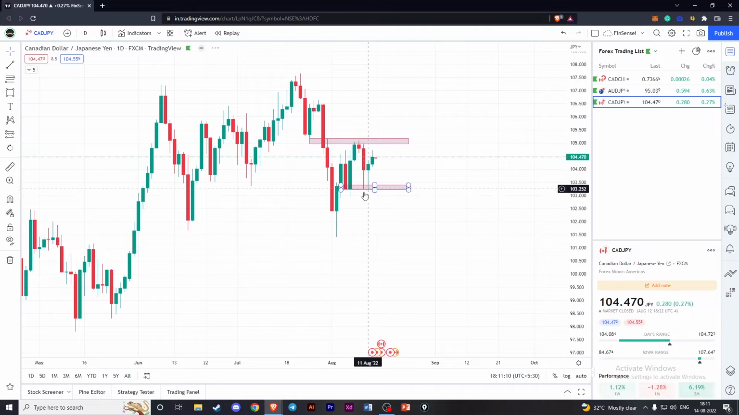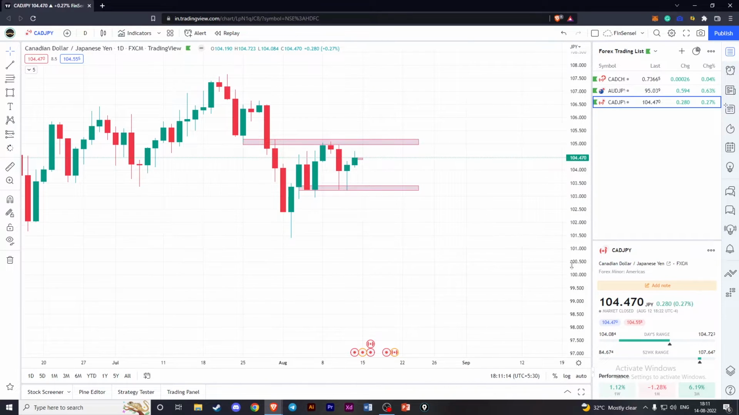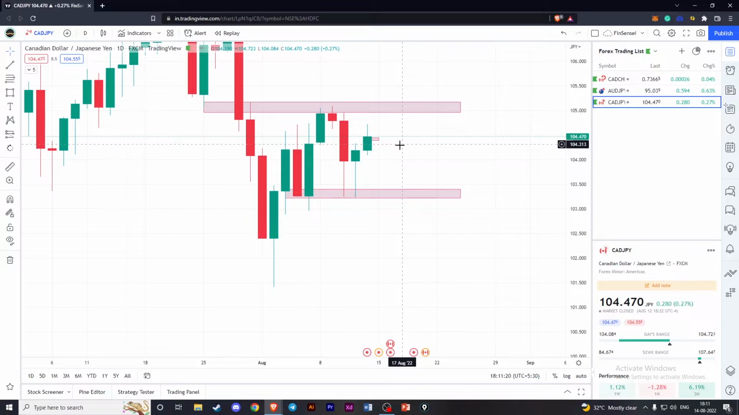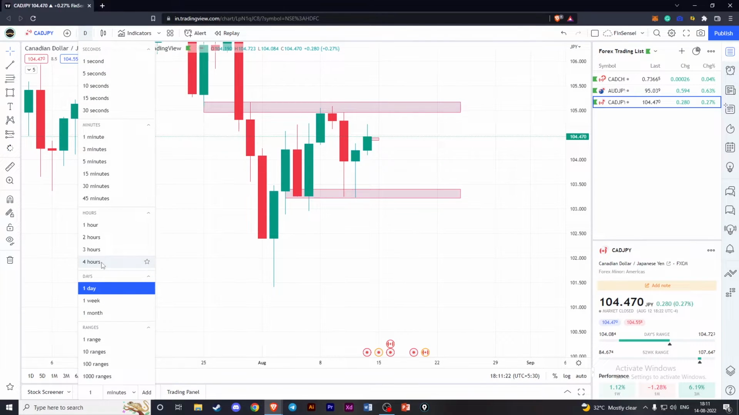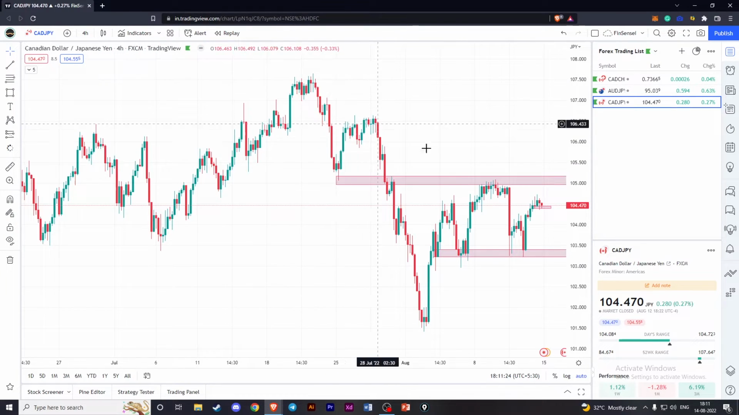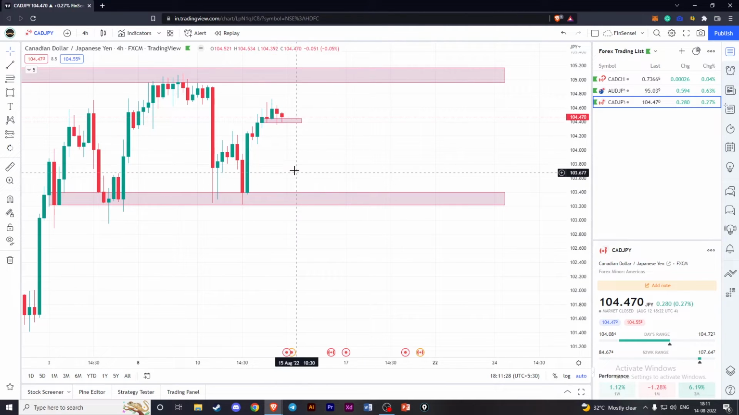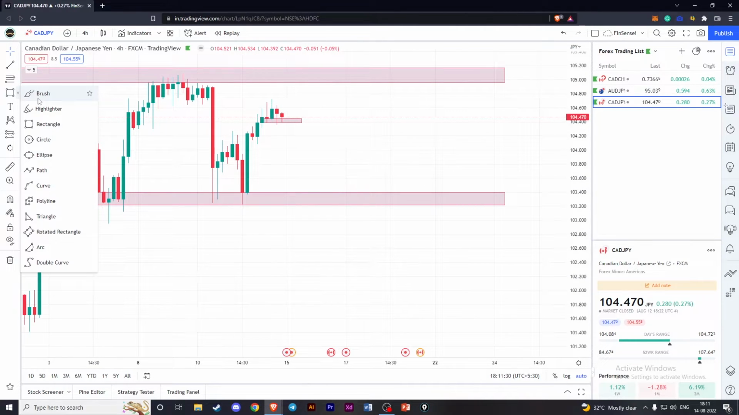And the last pair we have today is the Canadian dollar versus the Japanese yen. So those two are actually correlated. If the Australian dollar and Japanese yen is weak, then the Canadian dollar and Japanese yen will be weak as well. So if we see the pattern right here, we can spot that it has been trading in a very narrow range, but currently we can spot some exhaustion right here.